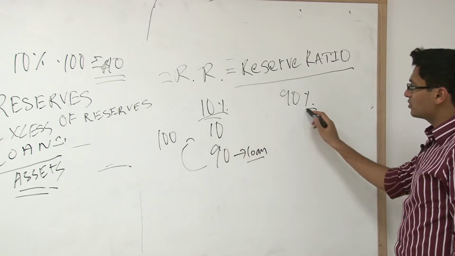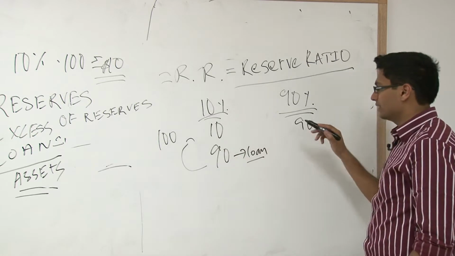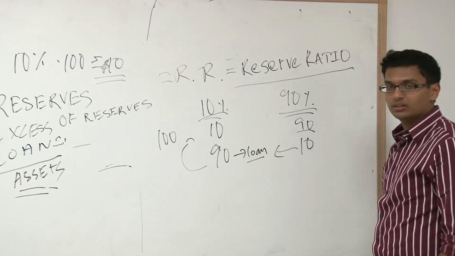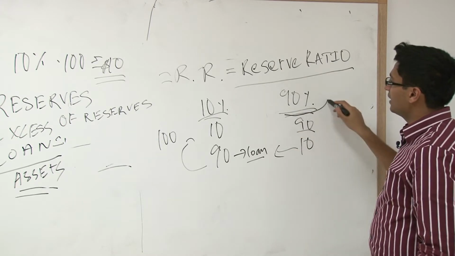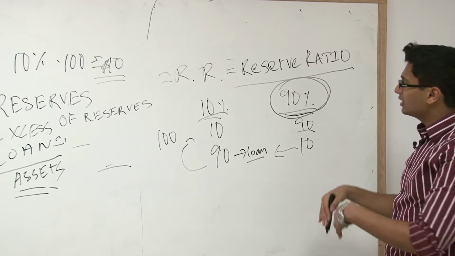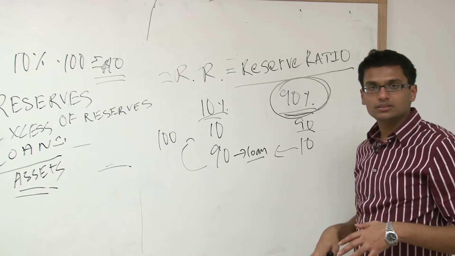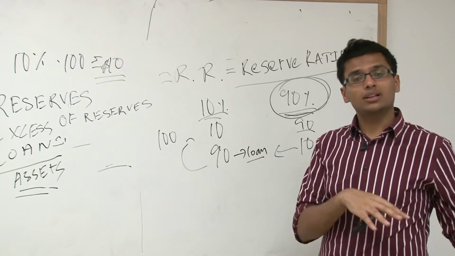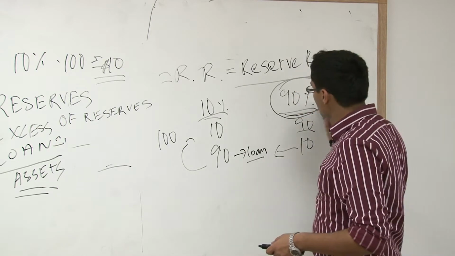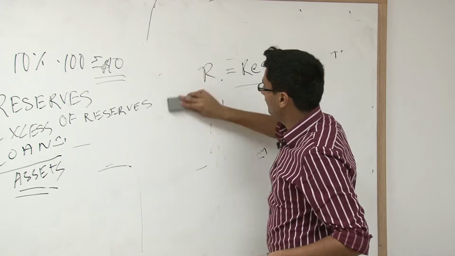But imagine if it's a 90% reserve ratio. 90% of 100 happens to be 90. So 90 has to be in reserves and only $10 can be loaned out. So obviously this is not going to multiply as much if there's a high reserve ratio. So the higher the reserve ratio, the lower the amount that can be multiplied, because a lower amount of money is going out to the market of loanable funds. Hopefully that makes sense. So let's actually use RR, the reserve ratio, and come up with the money multiplier.